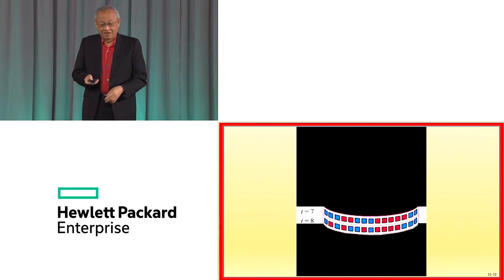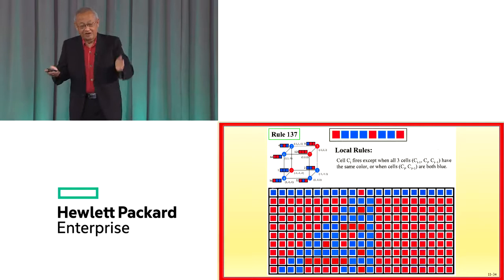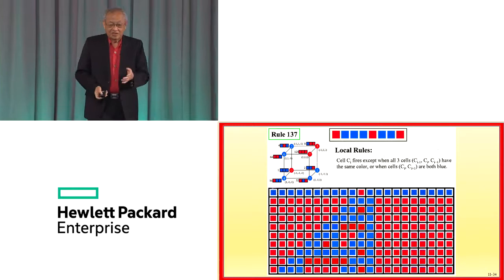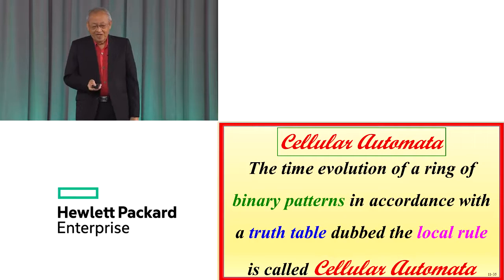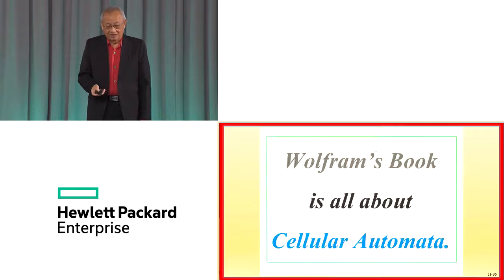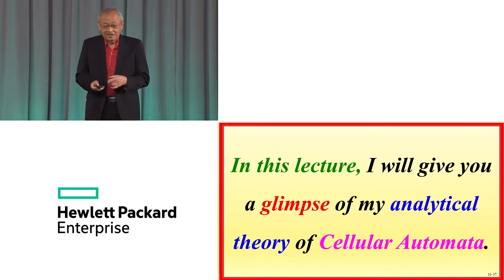Of course it's inconvenient to draw a cylinder, so we're going to cut it. Just remember, the first and the last are going to be joined together, okay? So this is what's called a spatial pattern, with space from left to right and time from top to bottom. Now, the time evolution of a ring of binary patterns in accordance with the truth table, which is generally called the local rule, is called a cellular automaton. Wolfram's book, in fact, is just about cellular automata. What dimension are CNNs? In this lecture, I'm going to give you a glimpse of what I developed.